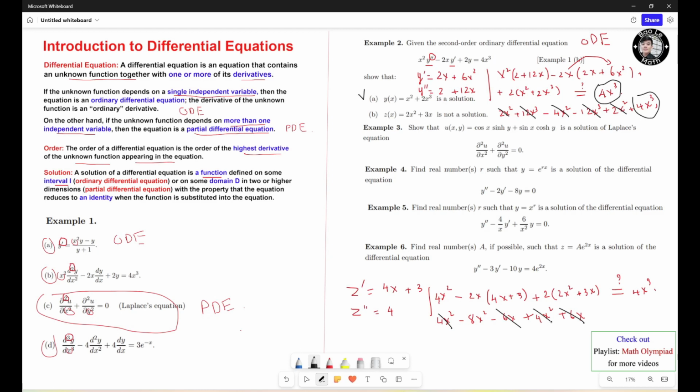4s squared plus 4s squared is going to be 8s squared. 8s squared minus 8s squared is going to be 0. So the left hand side equals 0. The right hand side is 4s cubed. So this is not a solution because they're not equal.